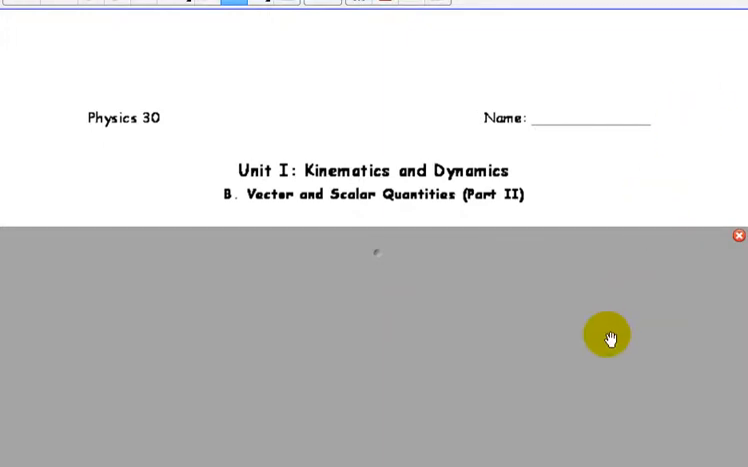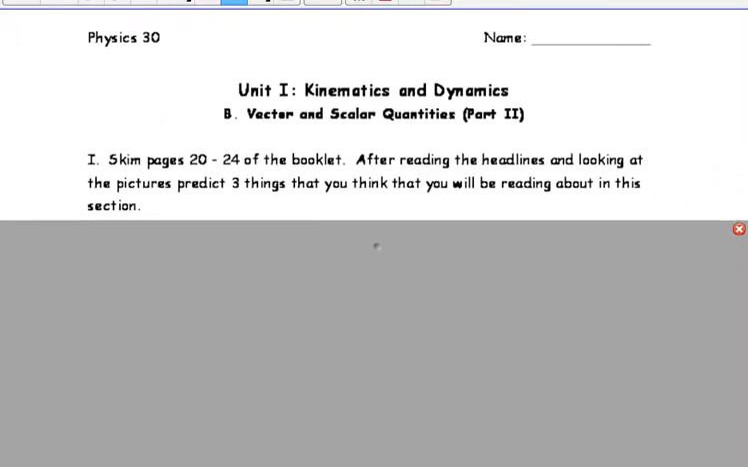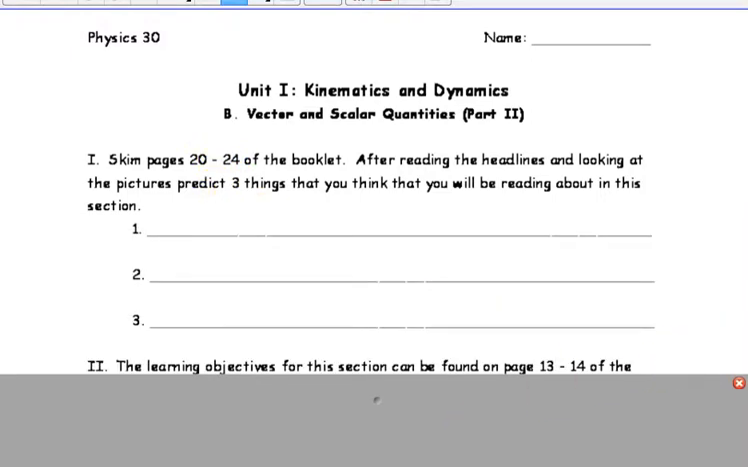This is Unit 1B, Part 2 for vector and scalar quantities. And this material pertains to pages 20 to 24 of the duotang.